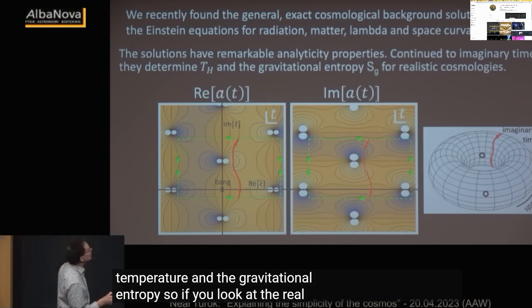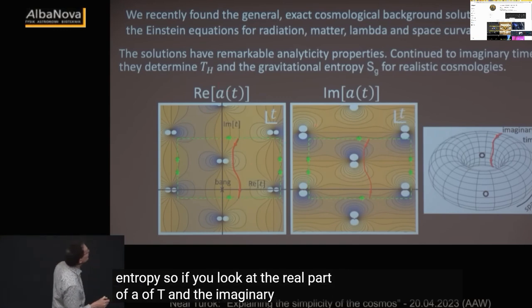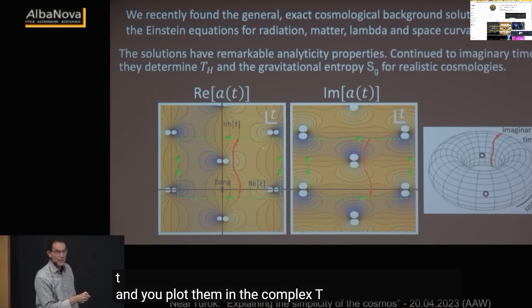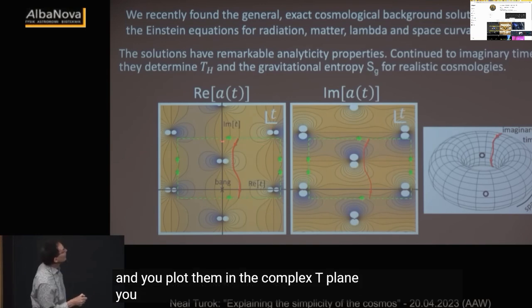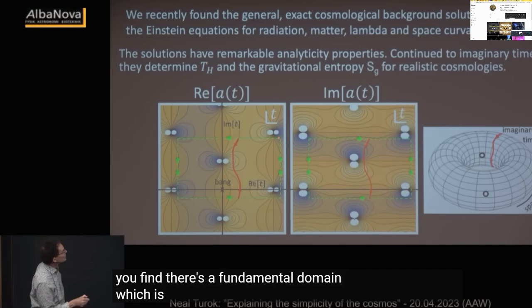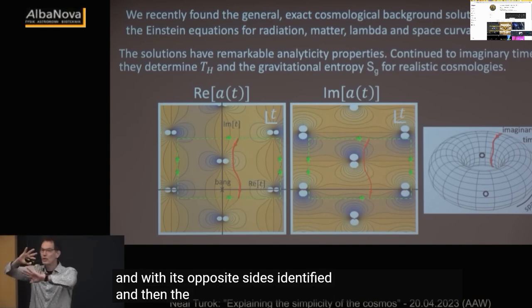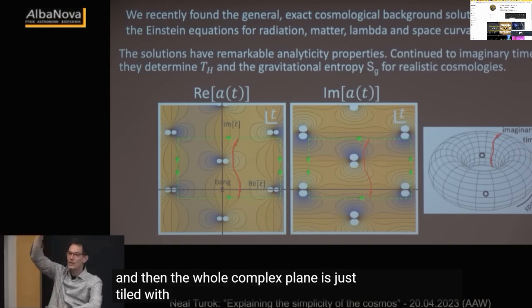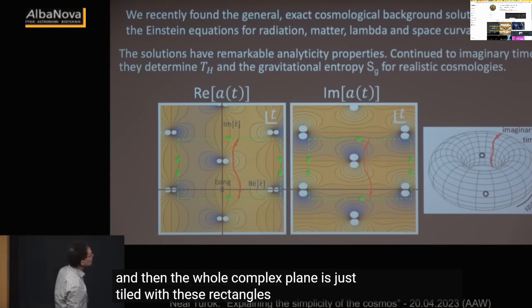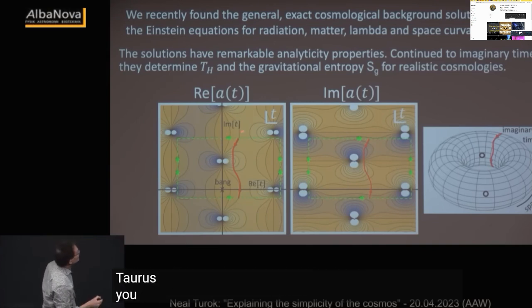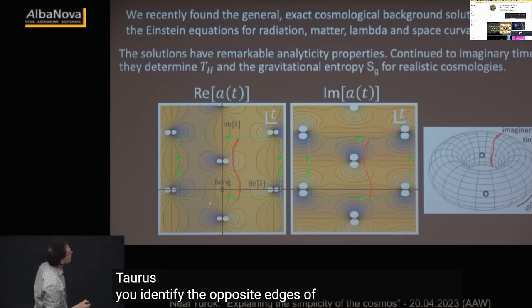So if you look at the real part of A of t and the imaginary part of A of t, and you plot them in the complex t plane, you find there's a fundamental domain, which is a rectangle in general, with its opposite sides identified, and then the whole complex plane is just tiled with these rectangles. So in fact, this function lives on a torus. You identify the opposite edges of the rectangle.